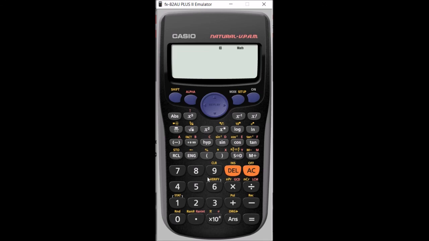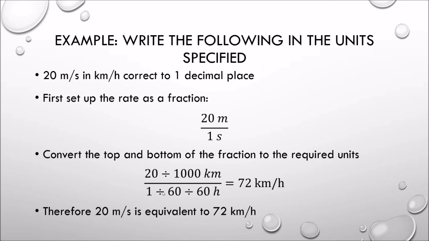So when we put that into our calculator, brackets are really important. We want to have our open bracket, 20 divided by 1,000. That's converting our metres to kilometres, and then we want that to be divided by, again, we need our brackets, 1 divided by 60 divided by 60 and close bracket. So whatever was on the top in brackets, whatever was on the bottom in brackets. We hit equals, that gives us 72. So our solution would be 20 metres per second is equivalent to 72 kilometres per hour.